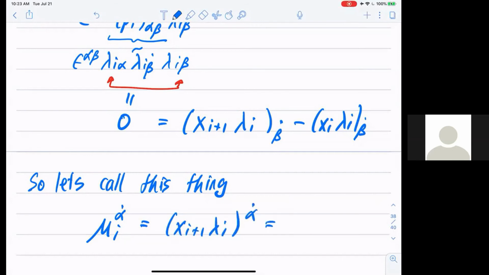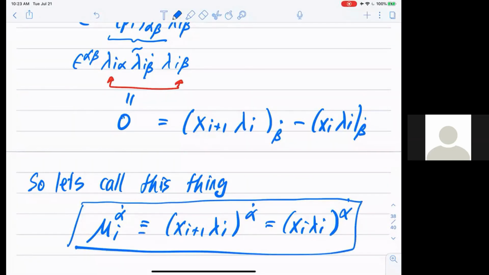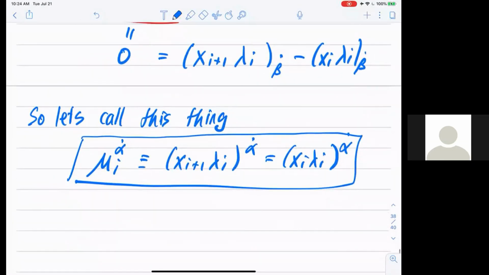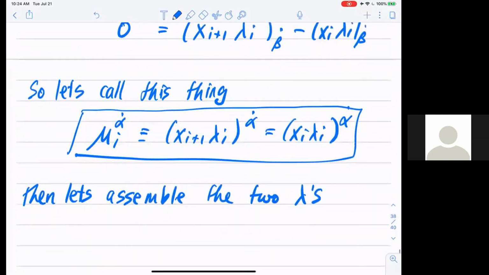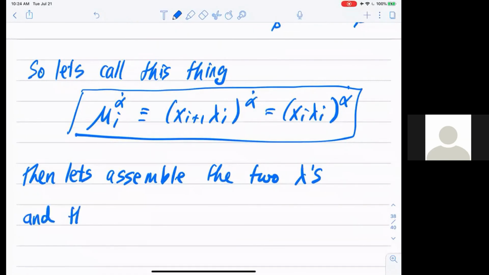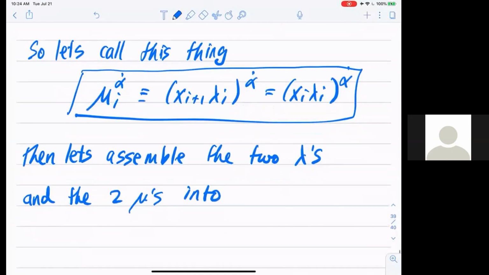Indices are always raised and lowered with the epsilon symbol, as we've discussed. Okay, so that's the definition. This is the definition of mu. Okay, and then what we're going to do is assemble the two lambdas and the two mus into a single four-component object.